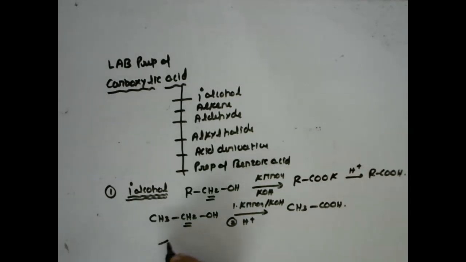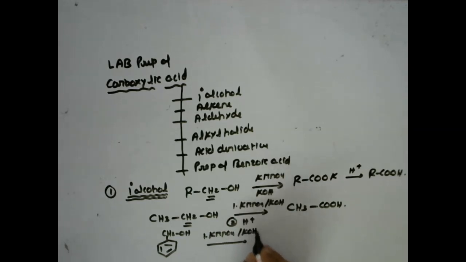Same thing, suppose we have to convert benzyl alcohol. You know what is benzyl alcohol? Benzene with CH2OH. You have to convert it into benzoic acid. So you react with KMnO4, KOH. Second is acidification. You're going to get none other than your benzoic acid.